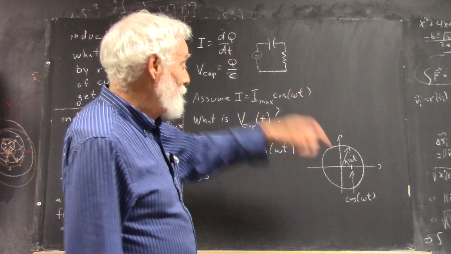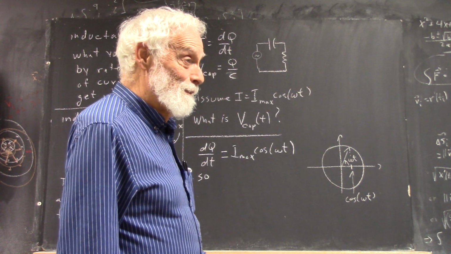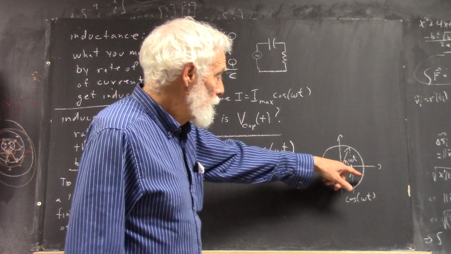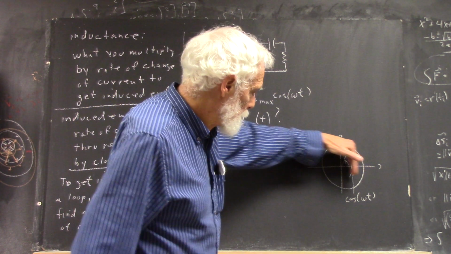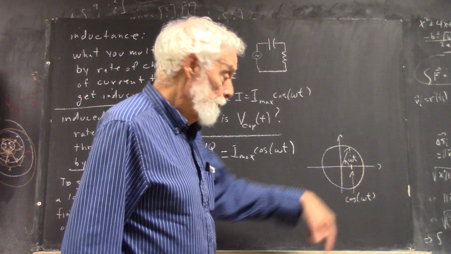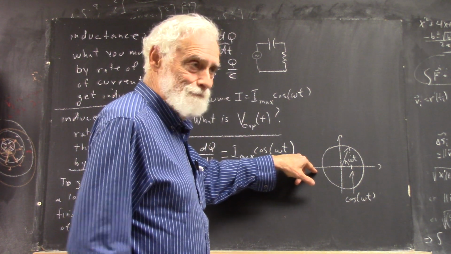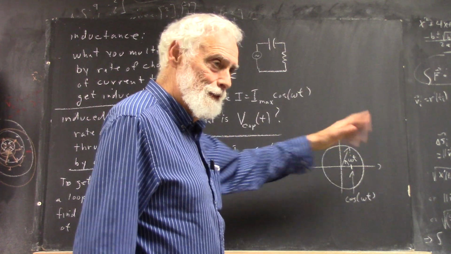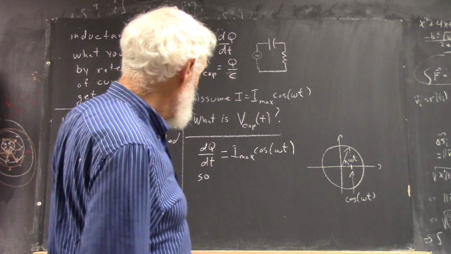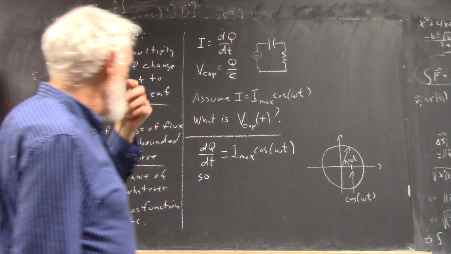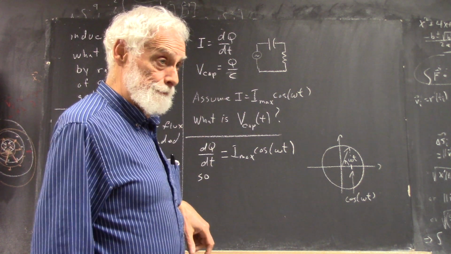Okay? So, here we have this, right? So we have this picture as we move around here. The cosine goes back and forth here. So we go from maximum to 0 to negative maximum to 0 to maximum and so forth. We understand this. Okay, so what we want is a picture of how Q behaves.